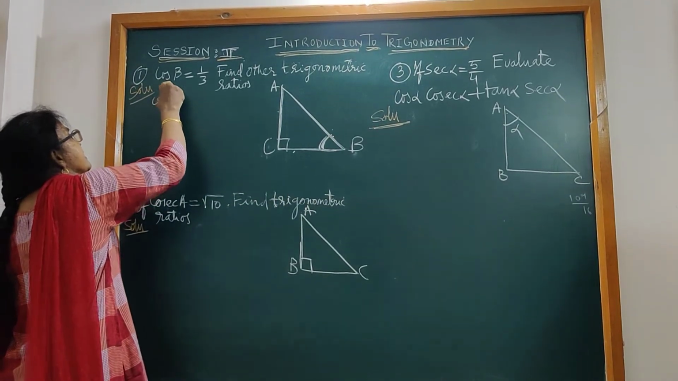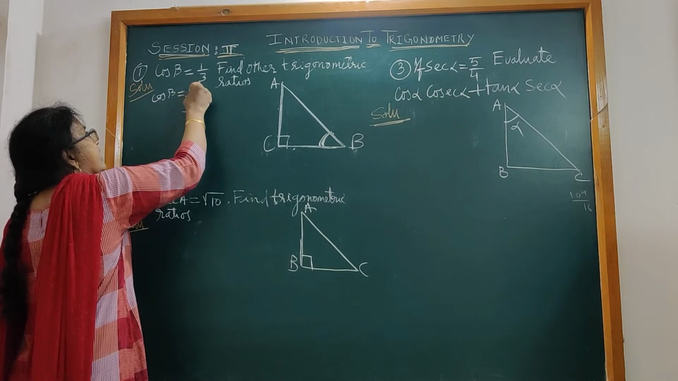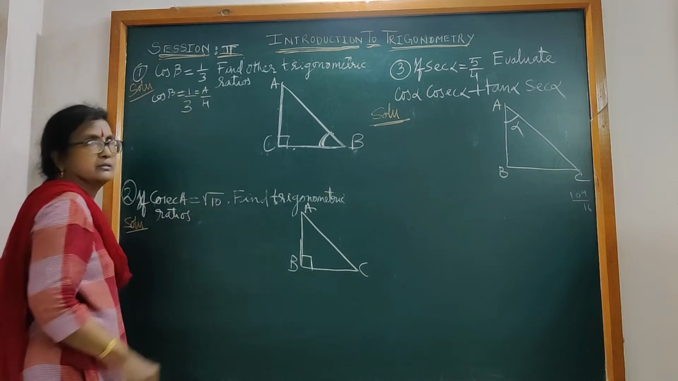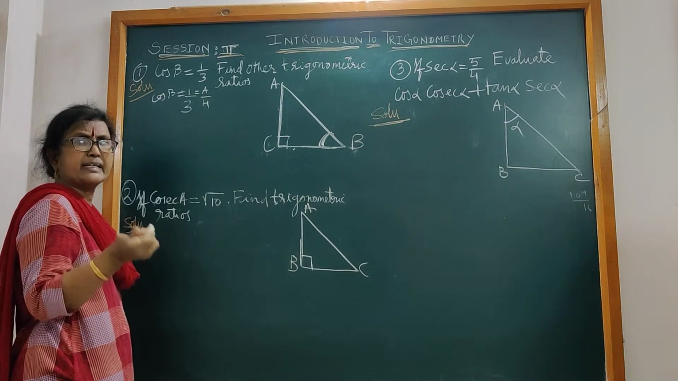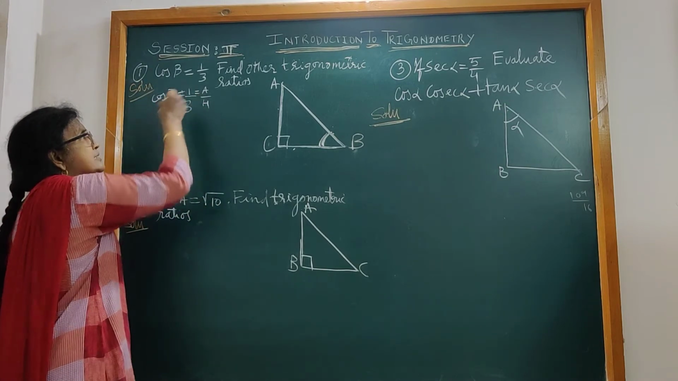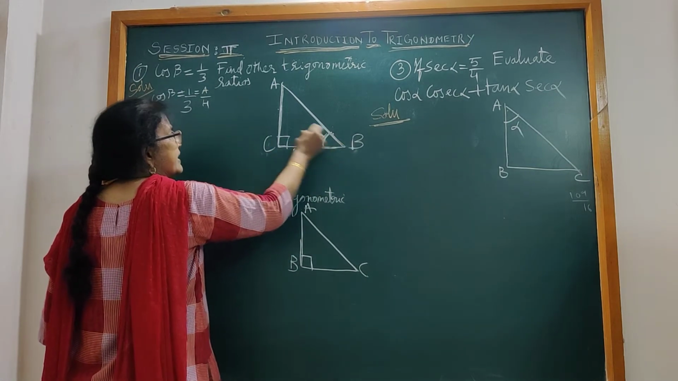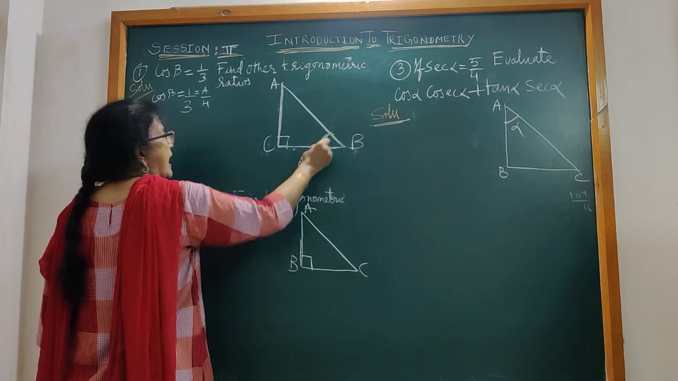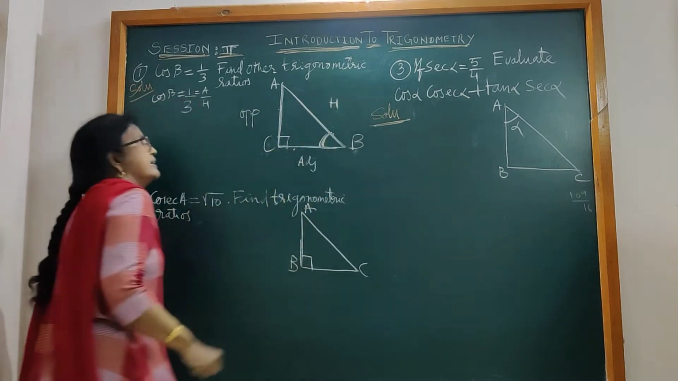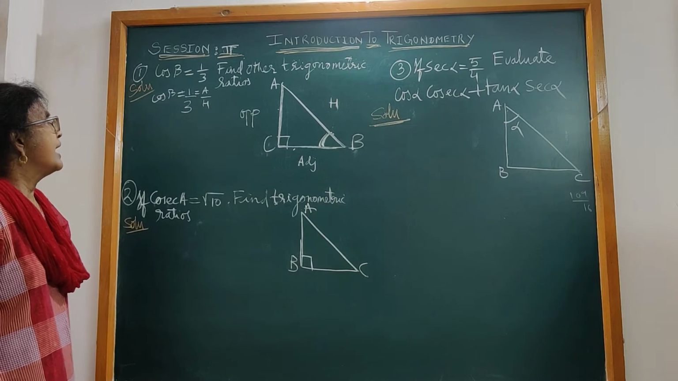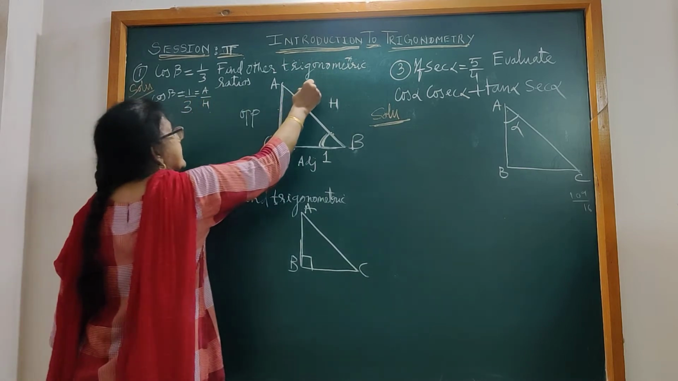Cos B is equal to 1 upon 3 as per the ratios. Cos is adjacent upon hypotenuse. So your adjacent is some ratio, you can even take the ratio as 1k, 3k, but for easier purposes I am taking adjacent as 1. If I take B as the angle, this side will become the adjacent and the other side AC will become the opposite. Hypotenuse is the side opposite to 90 degrees. Adjacent is 1. Hypotenuse is 3.